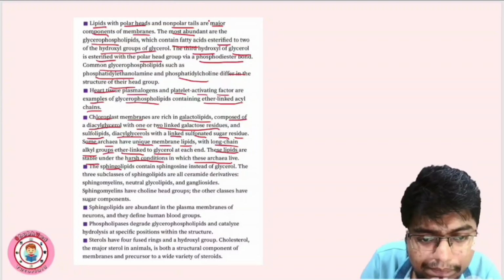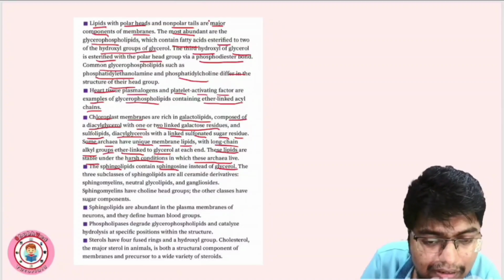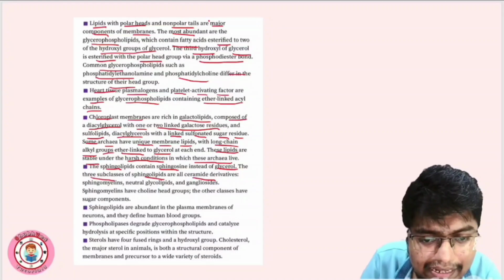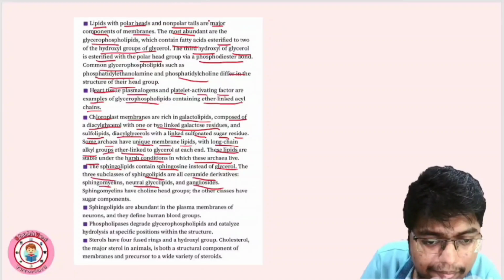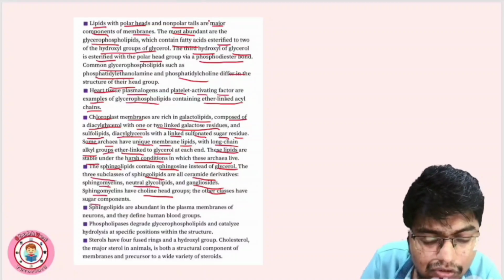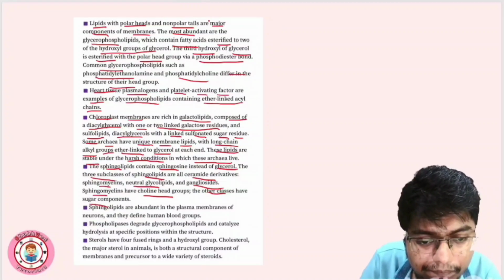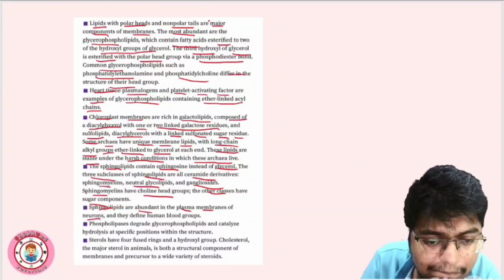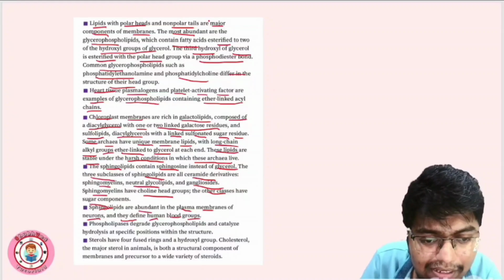Thus sphingolipids consist of sphingosine instead of glycerol. Right? Sphingosine present होता है. The three subclasses of sphingolipid are ceramide derivatives: sphingomyelins, neutral glycolipids, and gangliosides. Sphingomyelin has choline head groups. Other classes have a sugar component. Okay. Sphingolipids are abundant in the plasma membrane of neurons. Sphingomyelin, right? Neurons में present होता है, and they define human blood groups also. Okay, human blood group में भी sphingolipids present होते हैं.